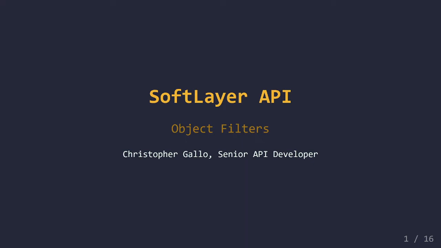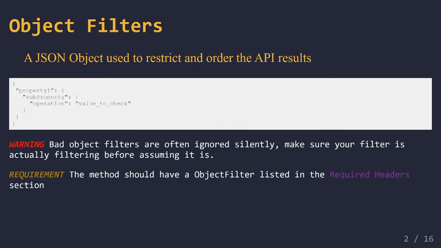I'm Christopher Gallo, the Senior API Developer at SoftLayer, and today we're going to be talking about object filters. An object filter is essentially a JSON object used to restrict and order the API results. So for example, here we have a JSON object.